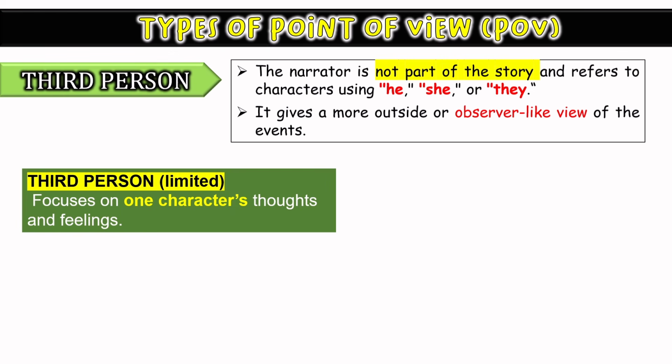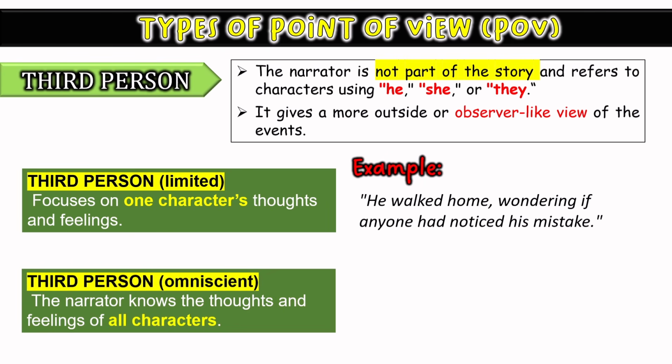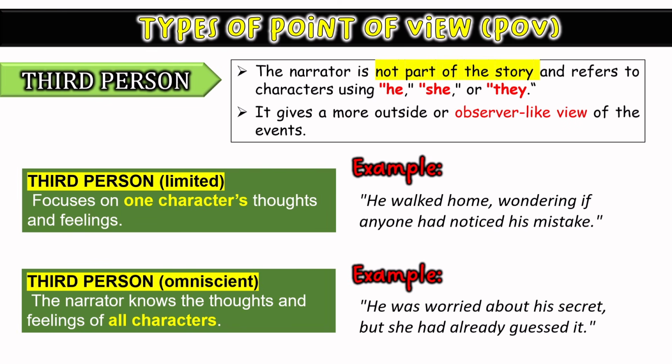Third person limited focuses on one character's thoughts and feelings. For example, he walked home wondering if anyone had noticed his mistake. Third person omniscient. The narrator knows the thoughts and feelings of all characters. For example, he was worried about his secret, but she had already guessed it.